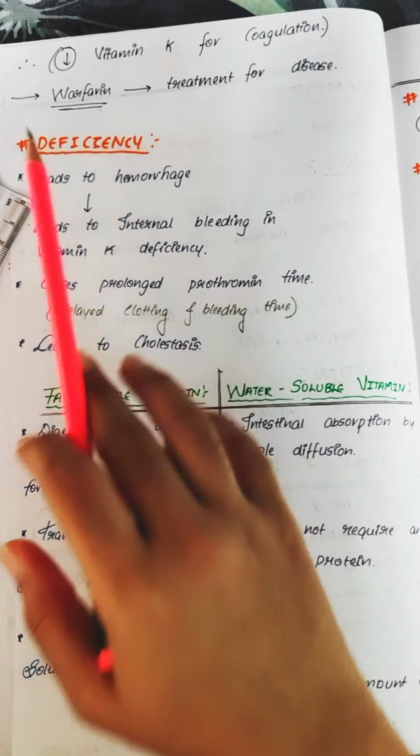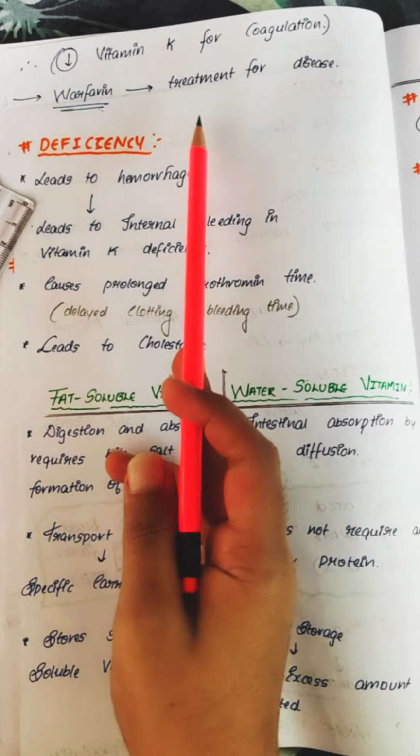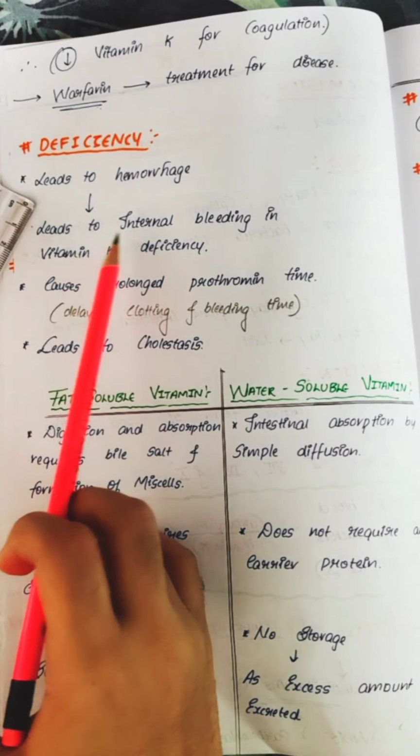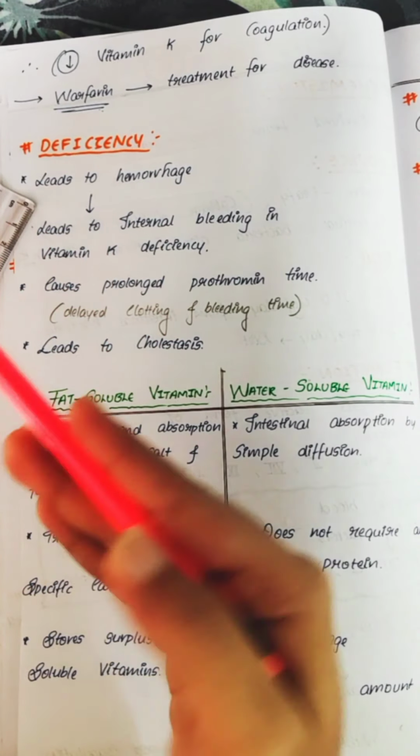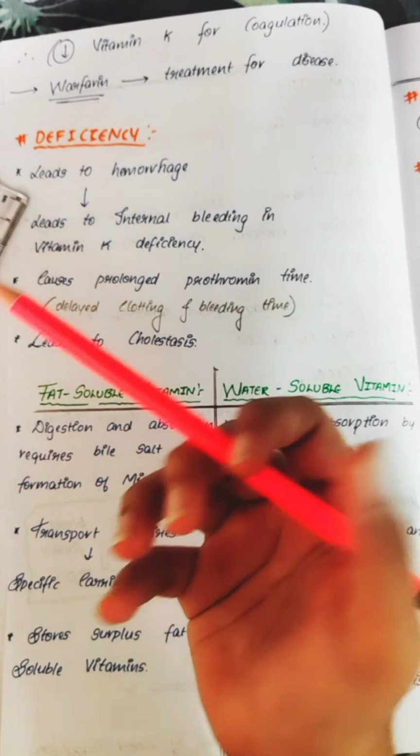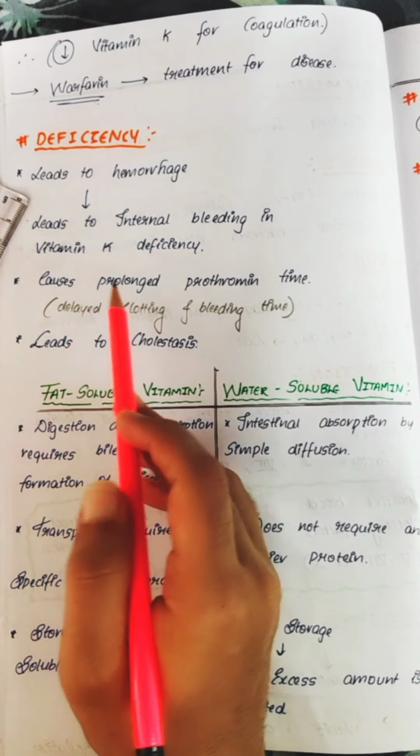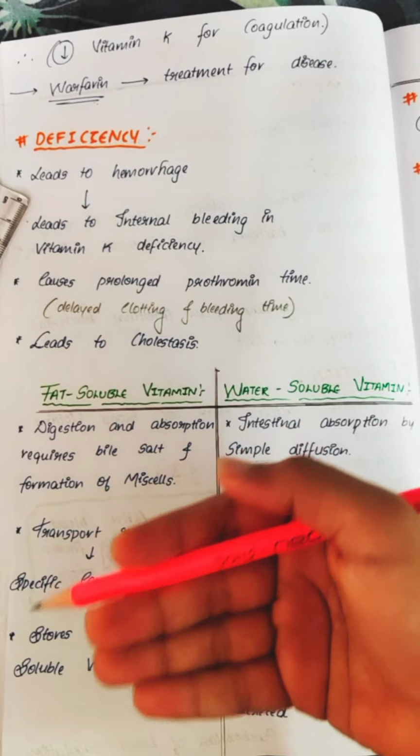Now we look at the deficiency. When there is a deficiency of vitamin K, it usually leads to hemorrhage, which will lead to internal bleeding. It leads to hemorrhage or clotting inside your brain, and causes prolonged prothrombin time. There will be delayed clotting and bleeding time.